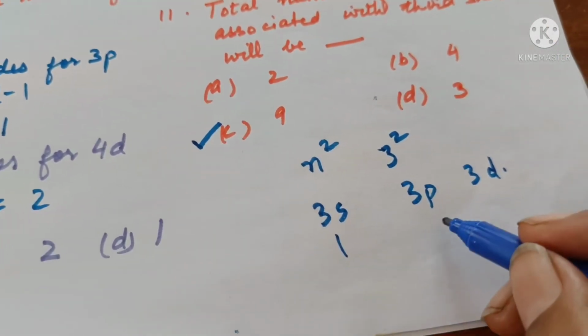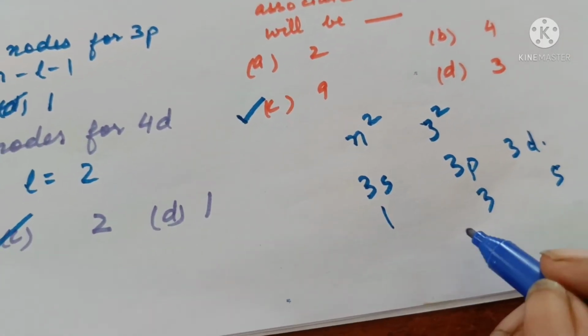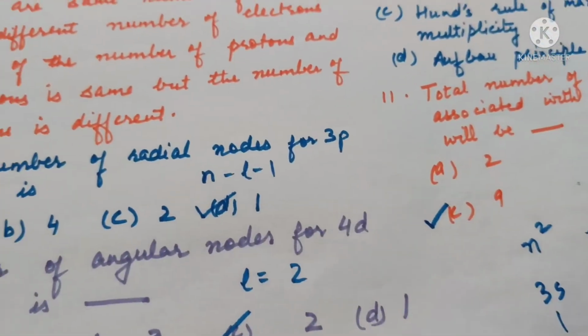It has one orbital, 3 and 5. 5 plus 3, 8 plus 1, 9. So option C is the correct answer.